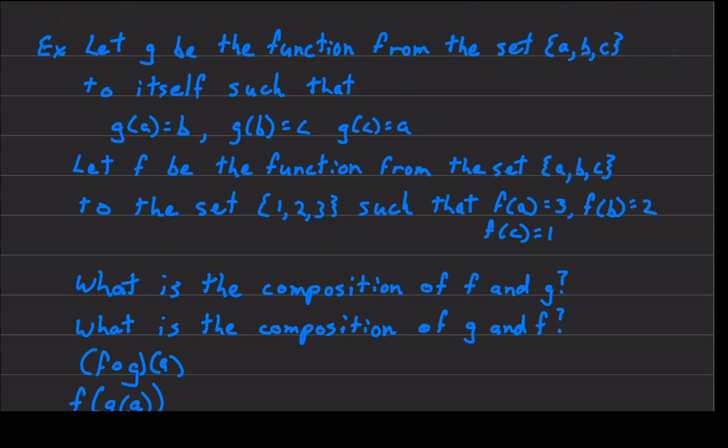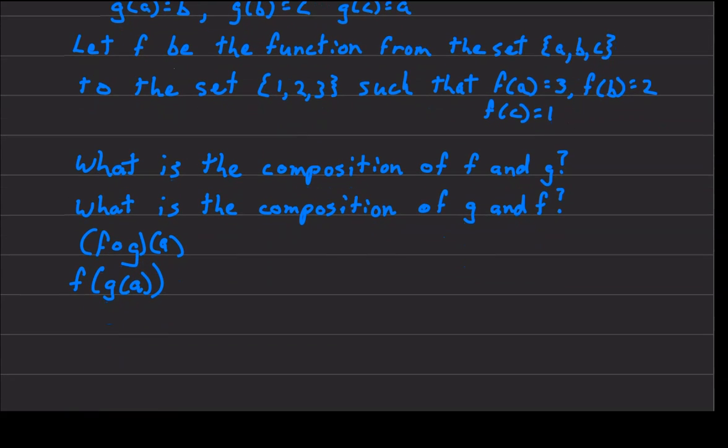Let's look at an example. Let g be the function from the set {a, b, c} to itself such that g of a equals b, g of b equals c, and g of c equals a. Let f be the function from the set {a, b, c} to the set {1, 2, 3}, such that f of a equals 3, f of b equals 2, and f of c equals 1. What is the composition of f and g? And what is the composition of g and f?